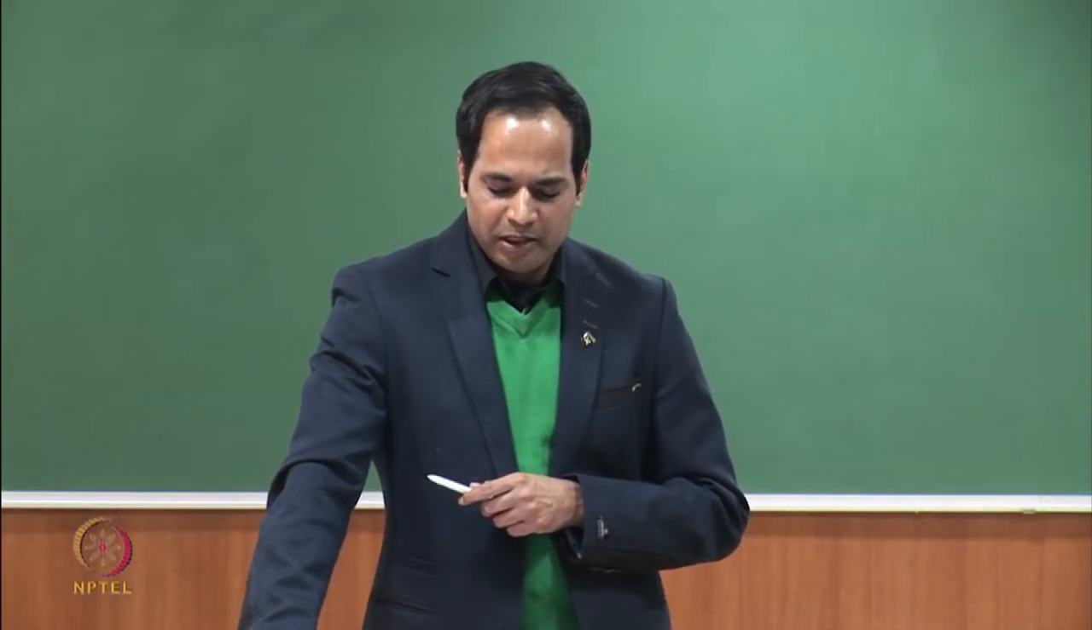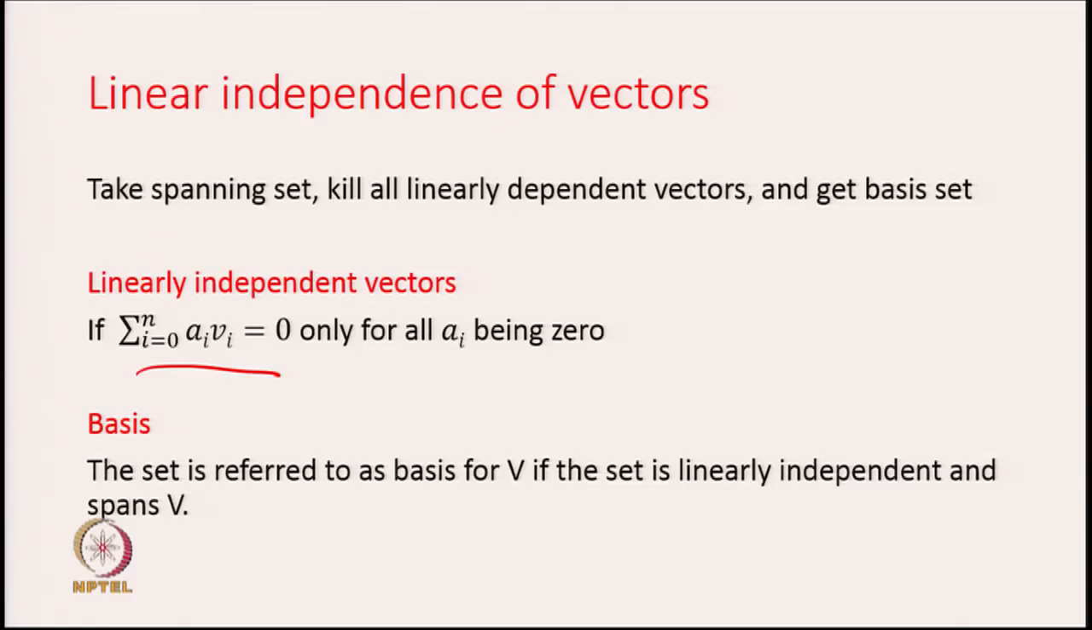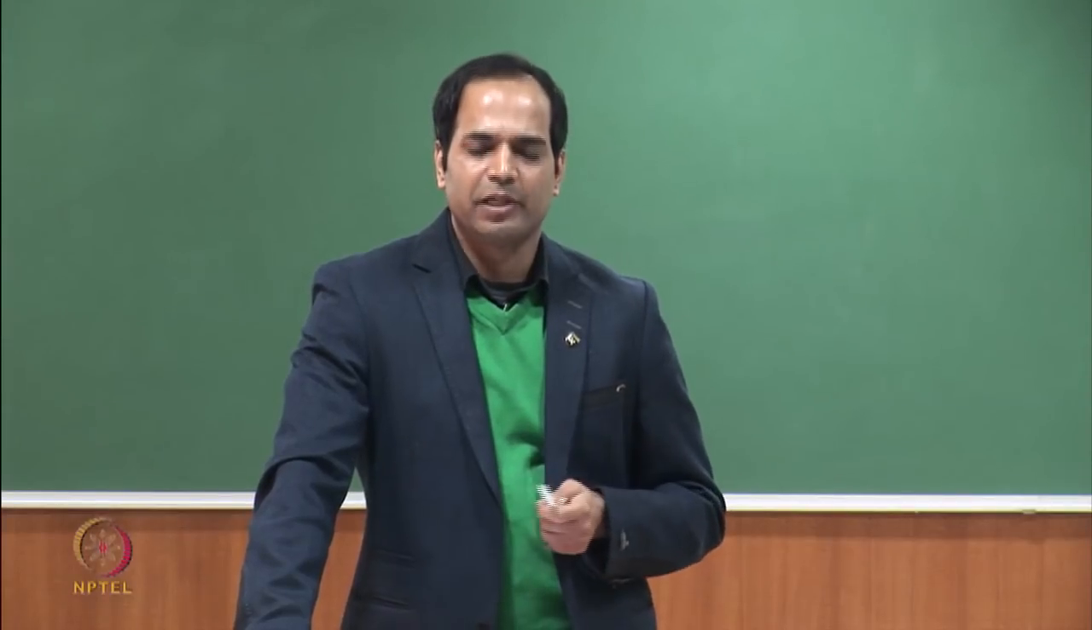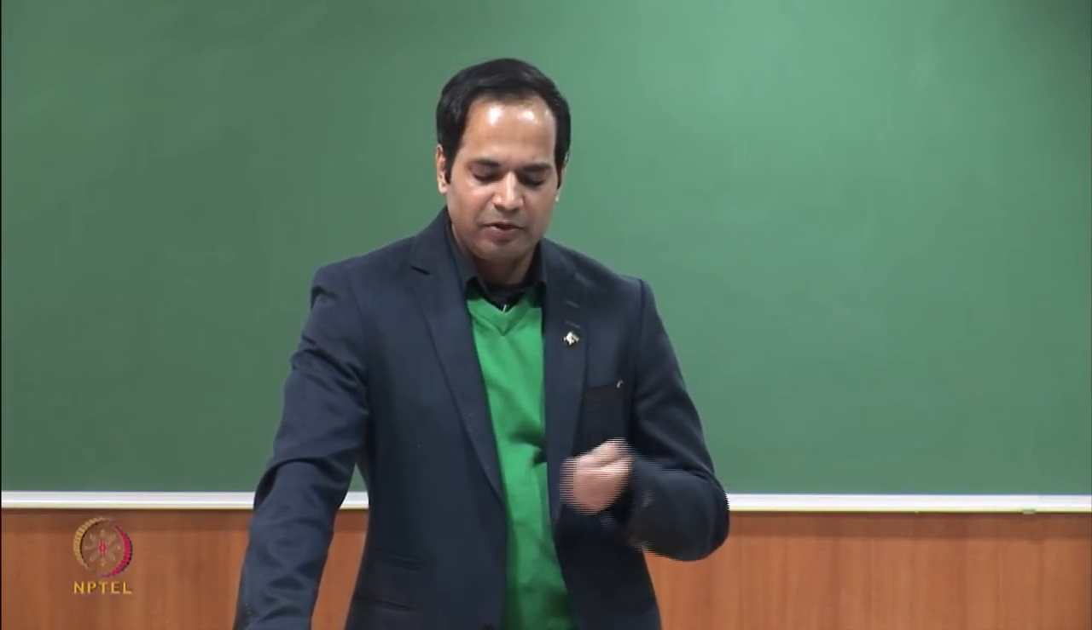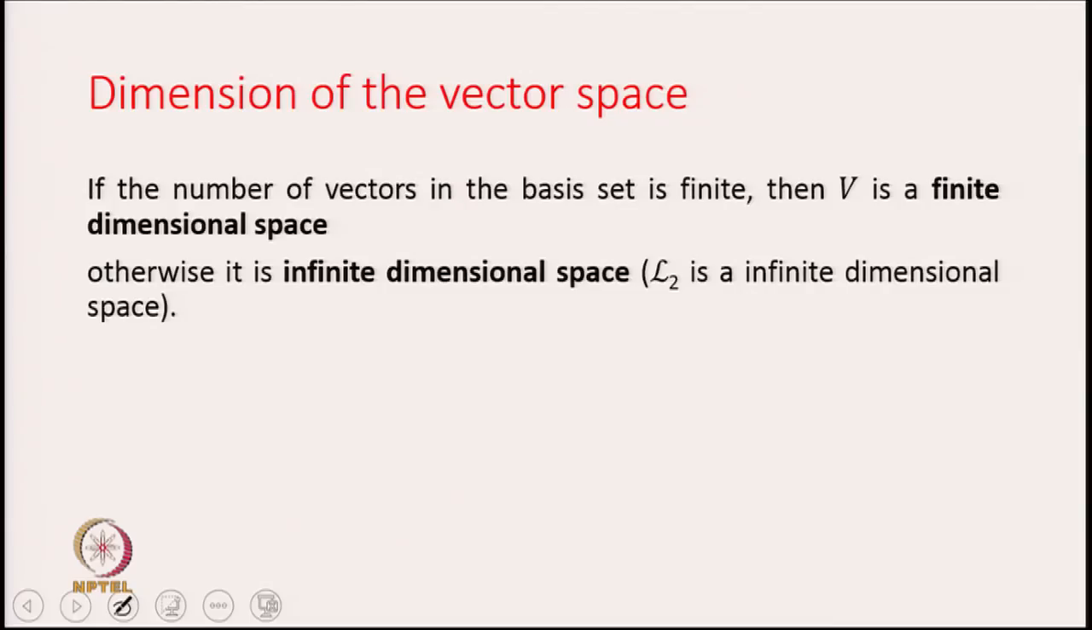So, I can define the basis vectors again. The basis vectors are a set of vectors. If the set is linearly independent, it spans a vector space V. So, let us now see the dimension of the vector space. What is the dimension of the vector space? If the number of vectors in a basis set is finite, we call this a finite dimensional space. Otherwise, it is known as an infinite dimensional space.